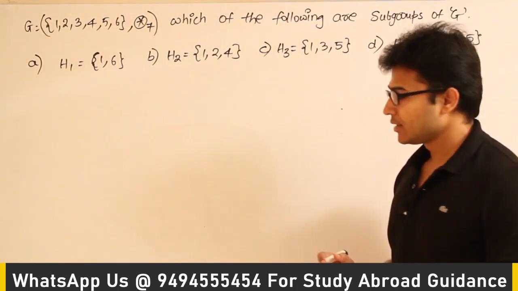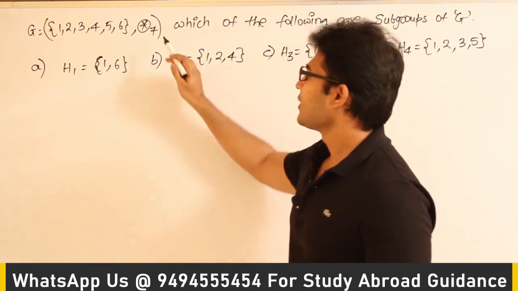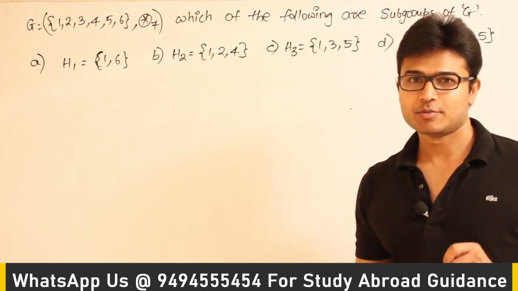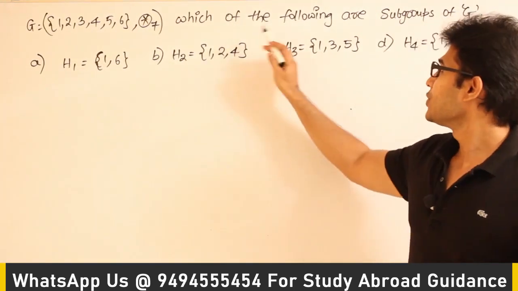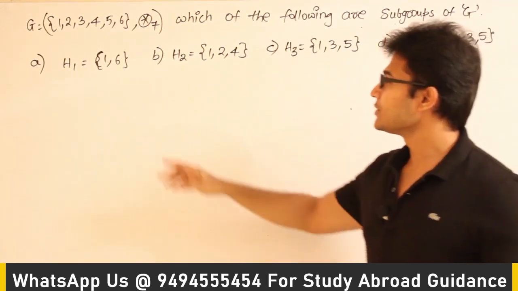Now check this. A group G is given: 1, 2, 3, 4, 5, 6. There are 6 elements, and the operation is multiplication modulo 7. Which of the following are subgroups of G? So first of all, this is a group, right?